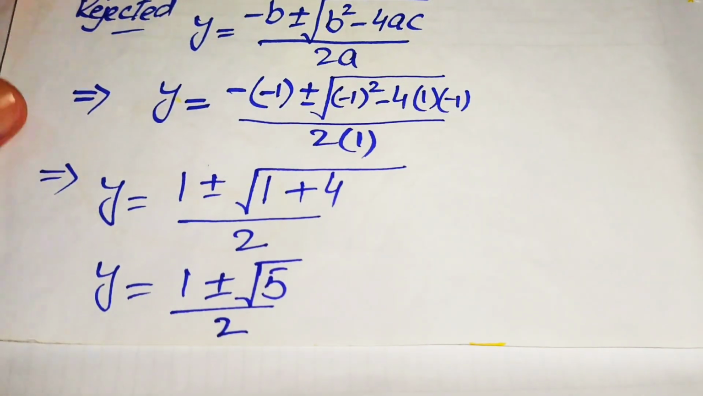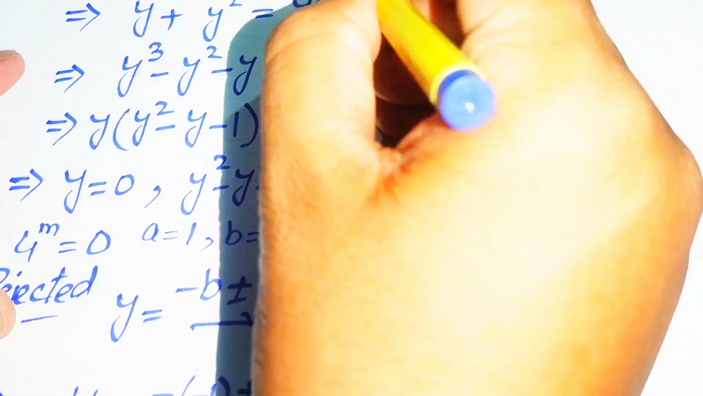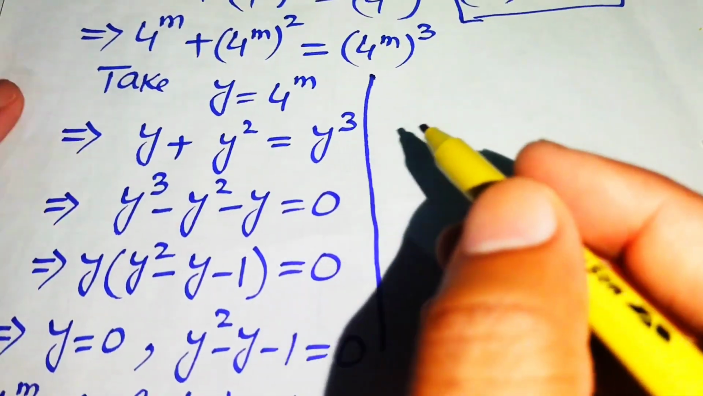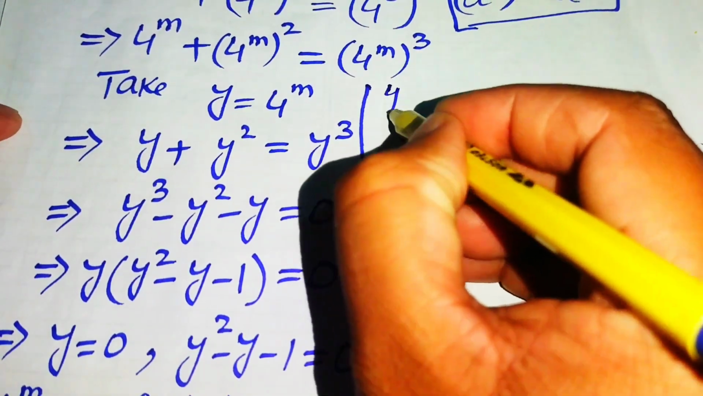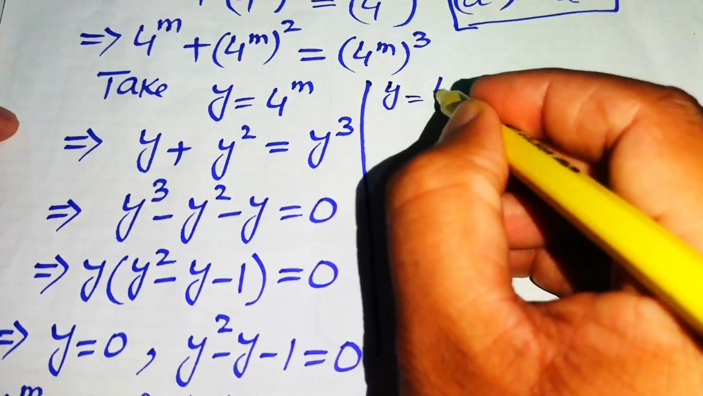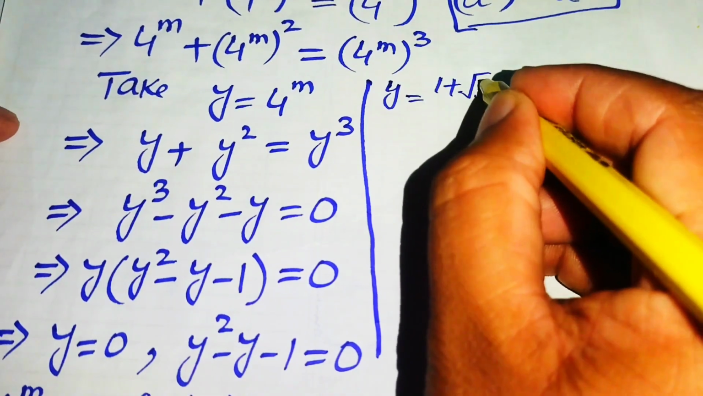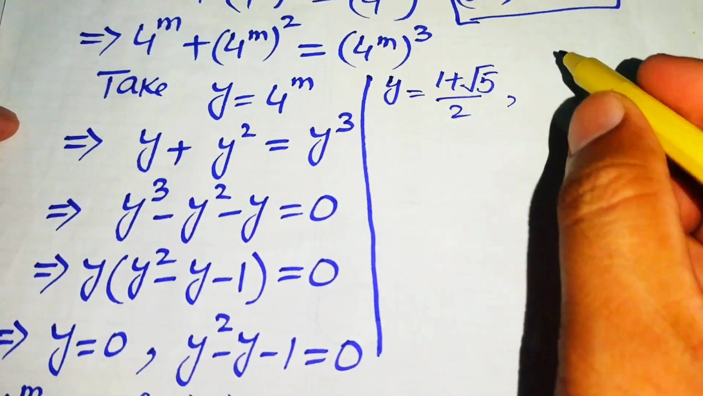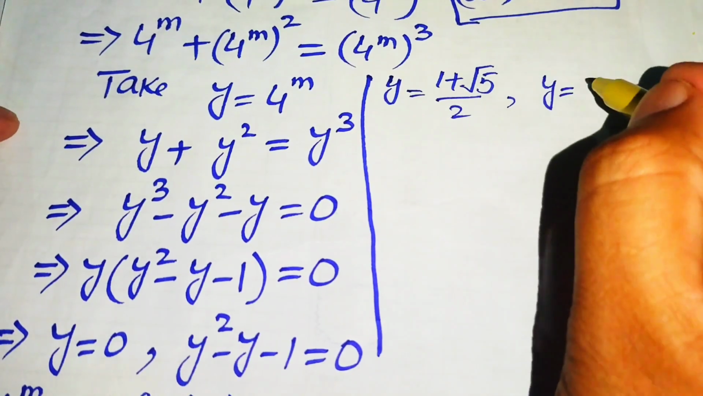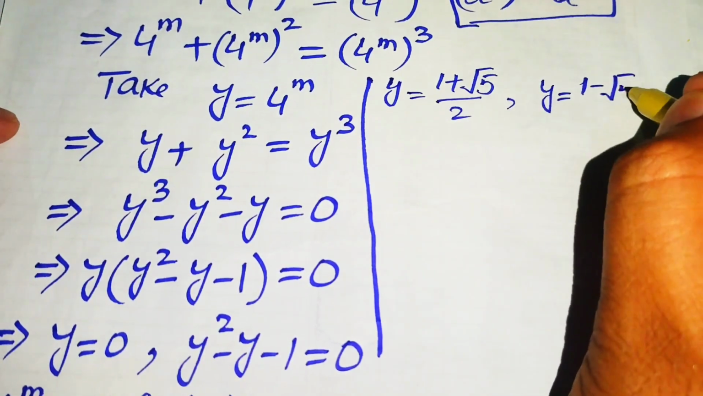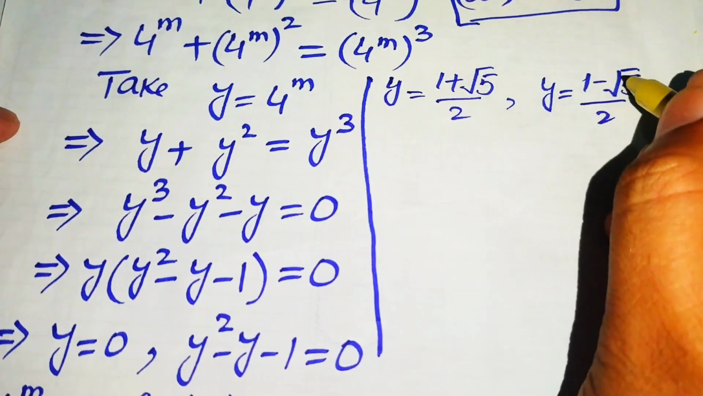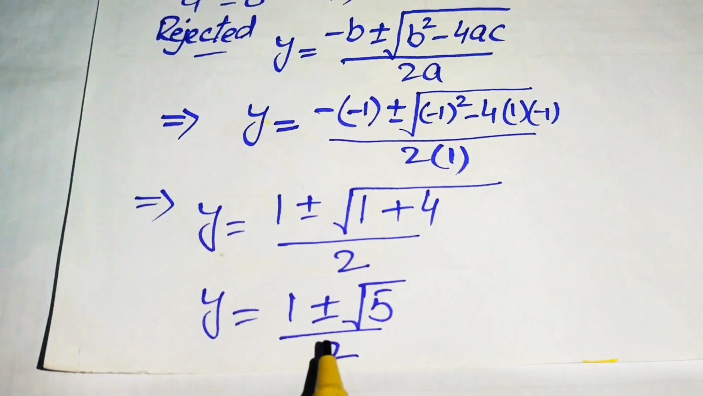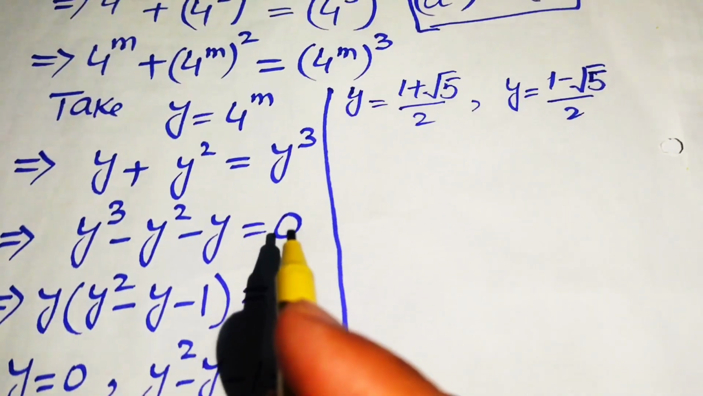So now again we convert these two cases. We copy down the terms here in two cases form. First we write the positive value, it is y equals 1 plus square root of 5 divided by 2, and now here we write the negative value, which is y equals 1 minus square root of 5 divided by 2, because here we have two values of y, positive and negative. So we convert these two in two cases.